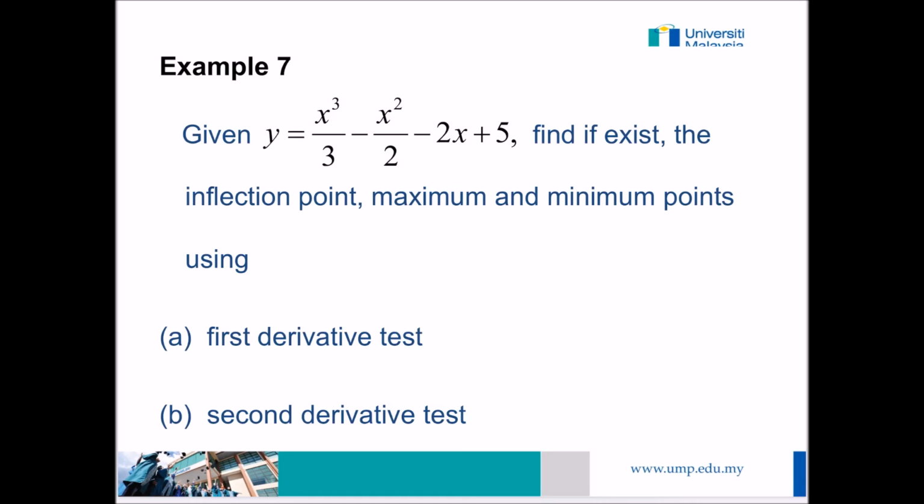Okay, let's go into example 7. Given y equals x to the power of 3 over 3 minus x to the power of 2 over 2 minus 2x plus 5, find, if it exists, the inflection point, maximum and minimum points using the first derivative test and second derivative test. We haven't learned about inflection points, so I will skip that for now. We just go to the maximum and minimum points. In the next video I will show you how to find the inflection point.